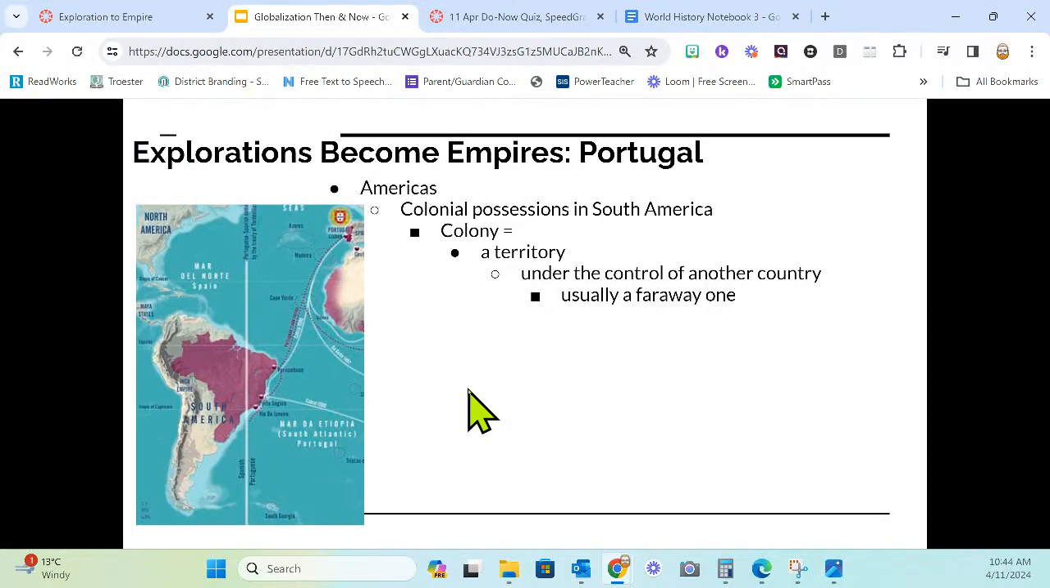And a lot of times these territories are far away from the country that controls them. I mean, that was certainly true for the British Empire, because the Brits liked to boast that their empire was so big that the sun never set on it. There was always some part of the British Empire in daylight.